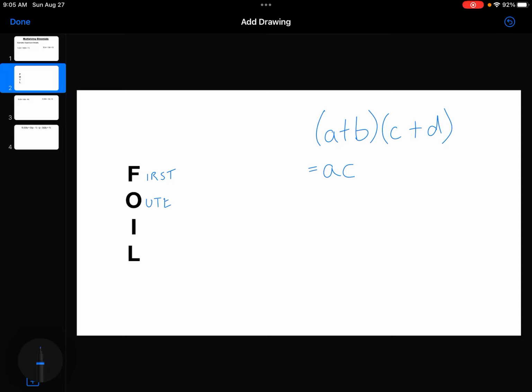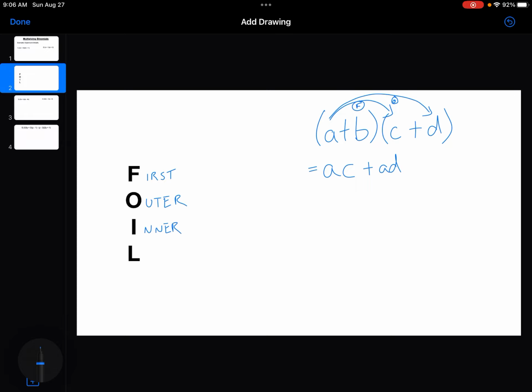Then we're going to do the outer. So we're looking at the 2 outside values. This is first times first. That's the first part, F. That's first times the first. The next one's going to be the outer values, the 2 outside values. That's going to be plus a times d. That one there is going to be an O.